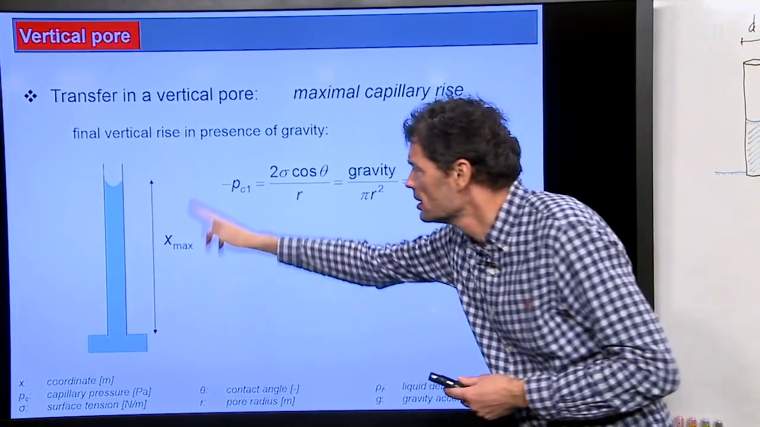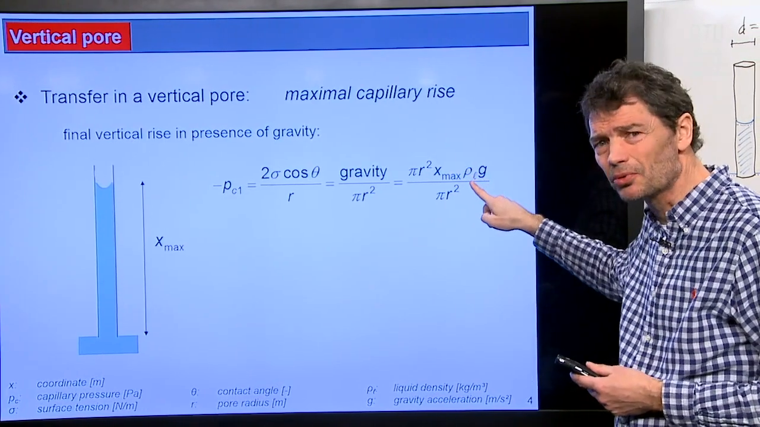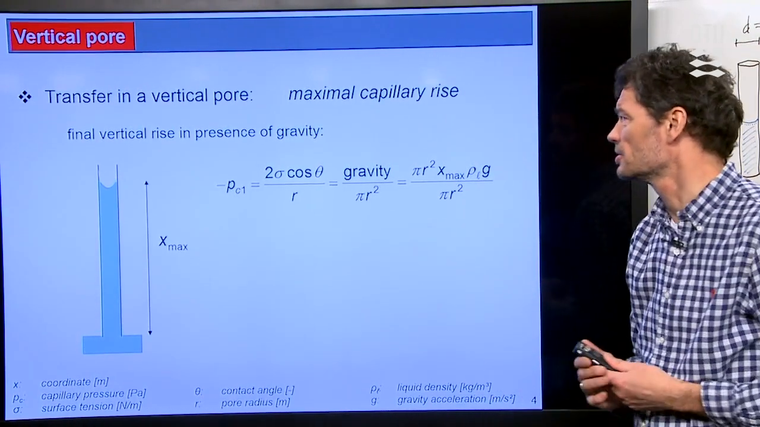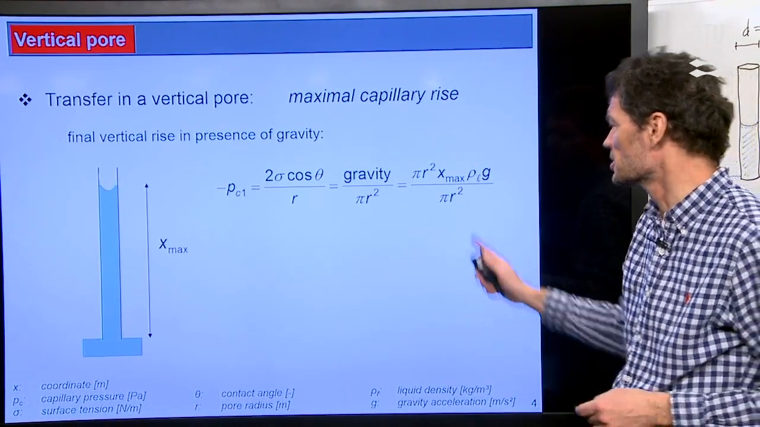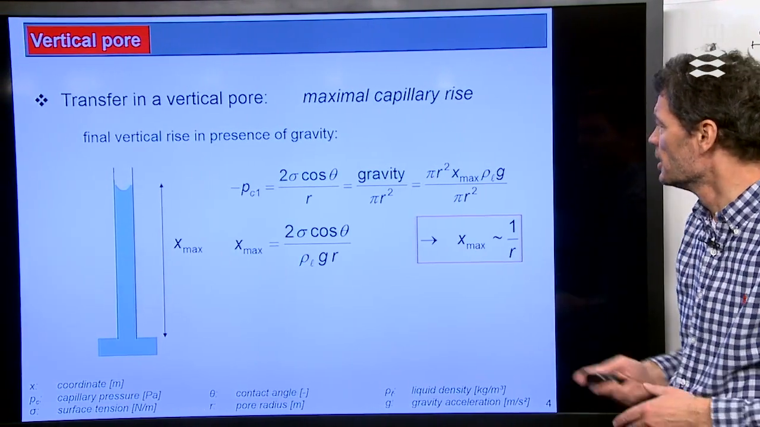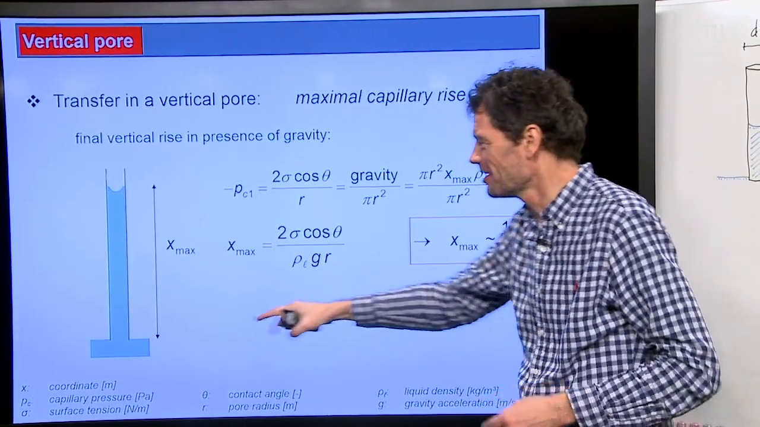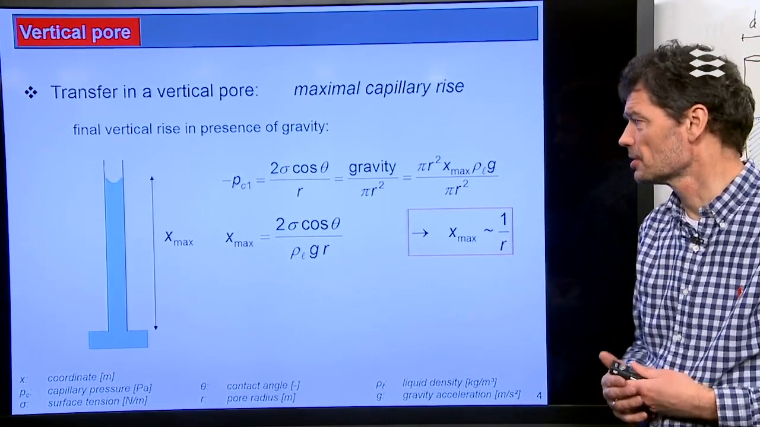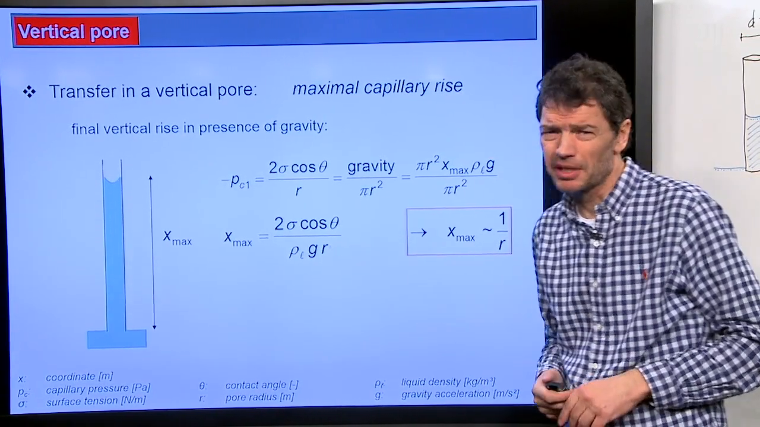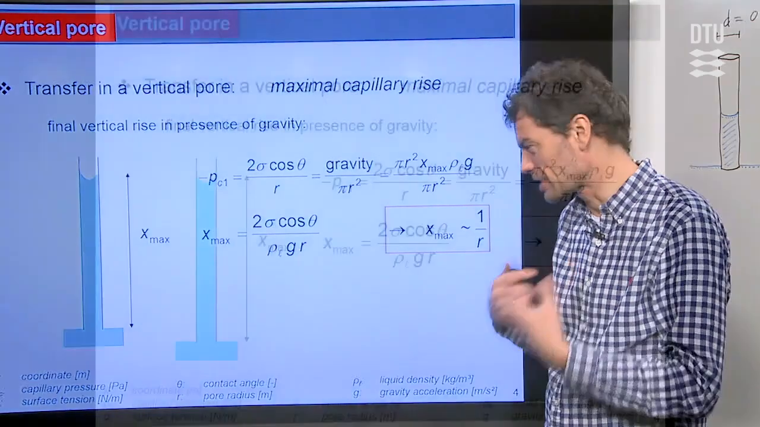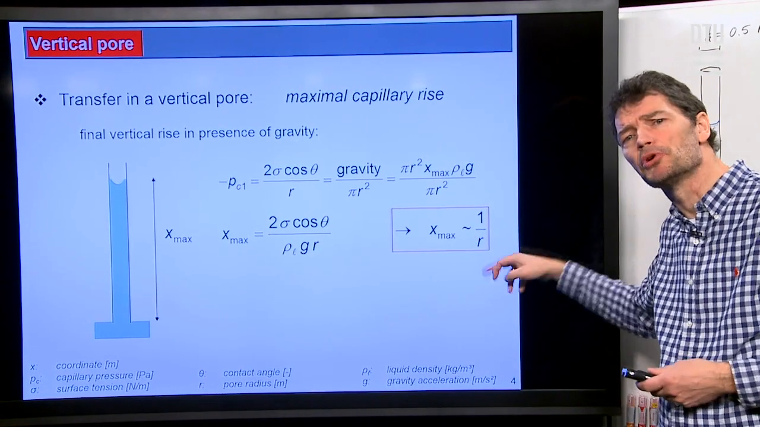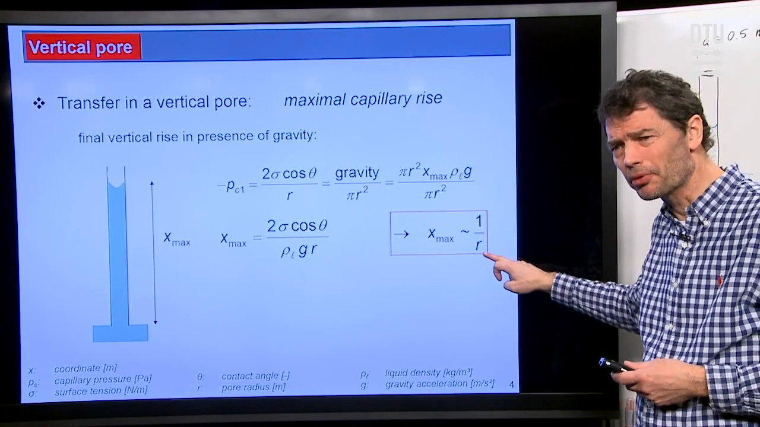So the height times the area and the density of water and the acceleration of gravity gives us the force that the gravity works with, distributed over the area. Then we can isolate x max, as it's called here on the slide, so the height at which we can suck up the water. And we have this equation here: 2 sigma times cosine theta, divided by the density of water, acceleration of gravity, and the radius. So let's try to work it out. But just remember that this maximum height is inversely proportional to the radius of our pore.